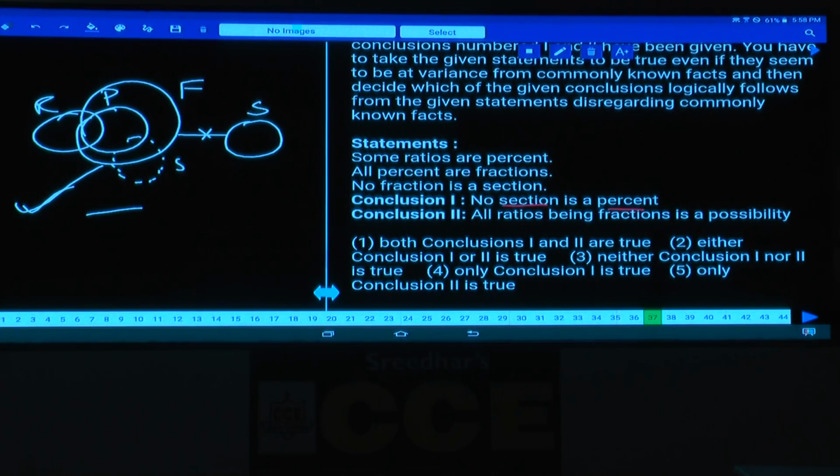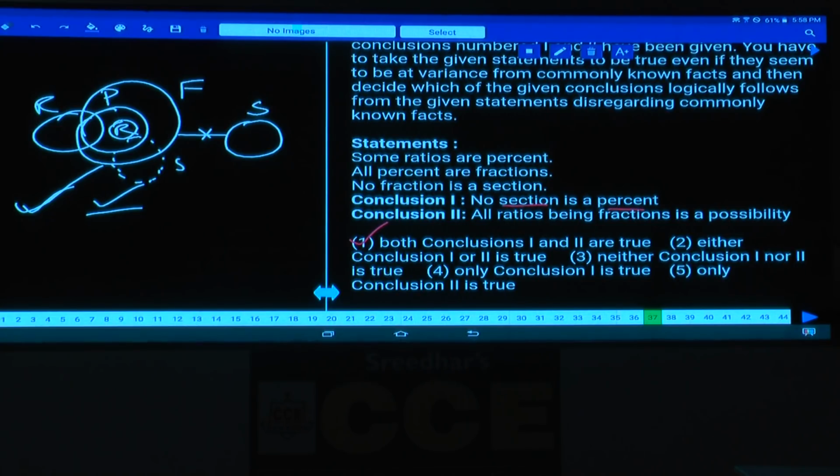Then coming to the second conclusion, all ratios are fractions is a possible. All ratios are fractions is possible or not? This ratio I am writing like this. Is it possible or not? Hence what is your answer? Both the conclusions follow. And question number 37, both follow, choice 1. Done.